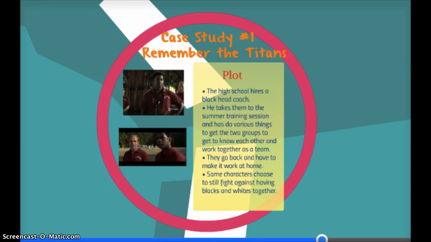Plot, lots of things happen. The high school hires a new black head coach. People take that offensively. There's this struggle. They have to put the team together. They take them to the summer training session, and they have to do all sorts of things to try to get them to work together as a team. When they go back, they have to keep trying. Even though they were successful out at the training session, there are still problems that come up. And some characters choose to still fight against having blacks and whites together, although many of them learn to figure that out.